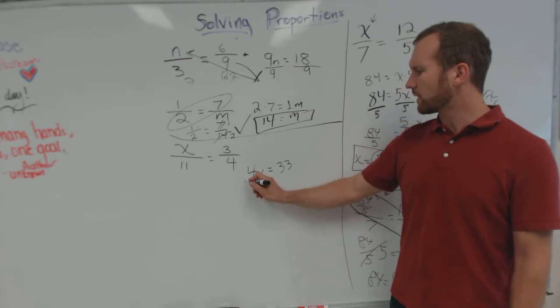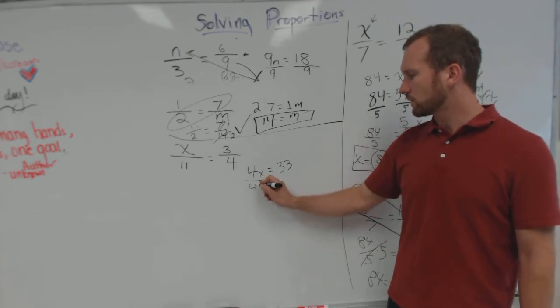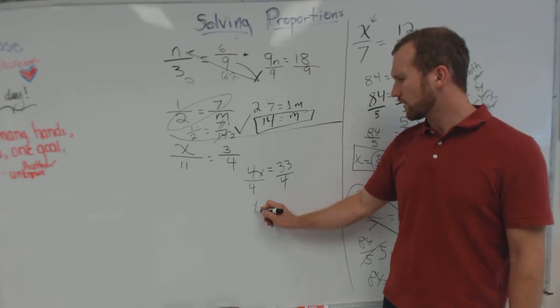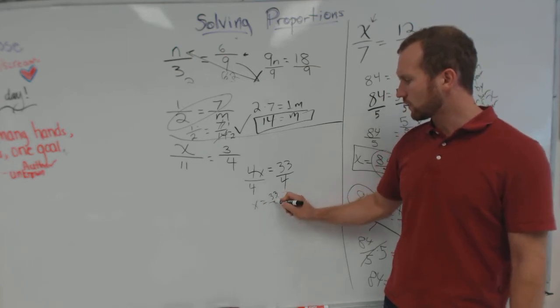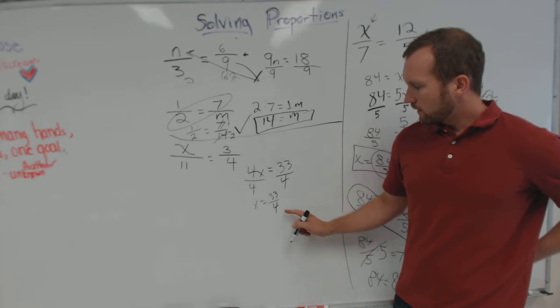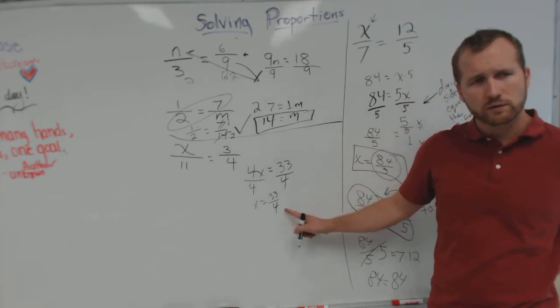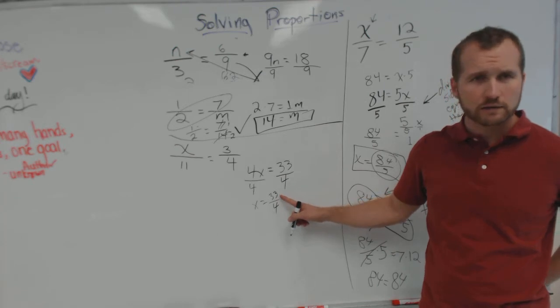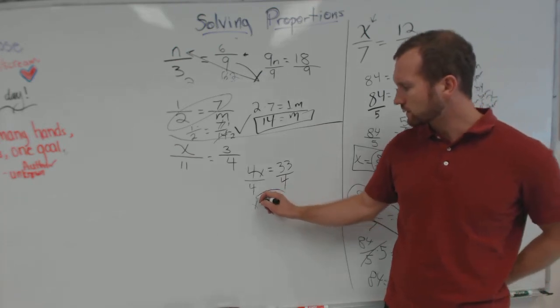Next step is to divide by my coefficient. I'm going to remember to divide both sides. So x equals 33 over 4. 4 is only divisible by 2. 33 is not, so I can't reduce that. That's my answer.